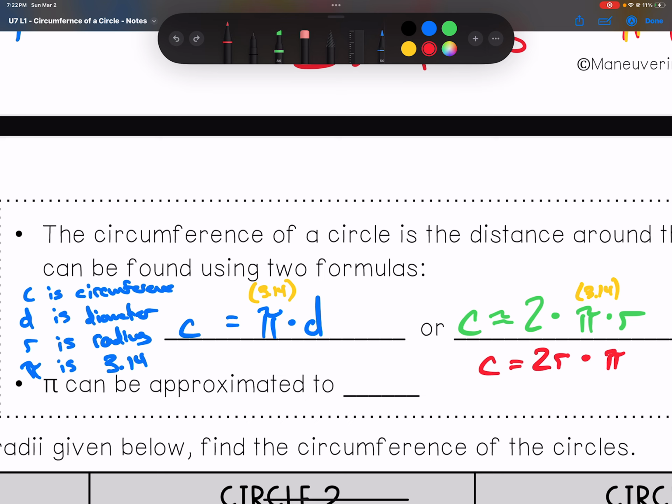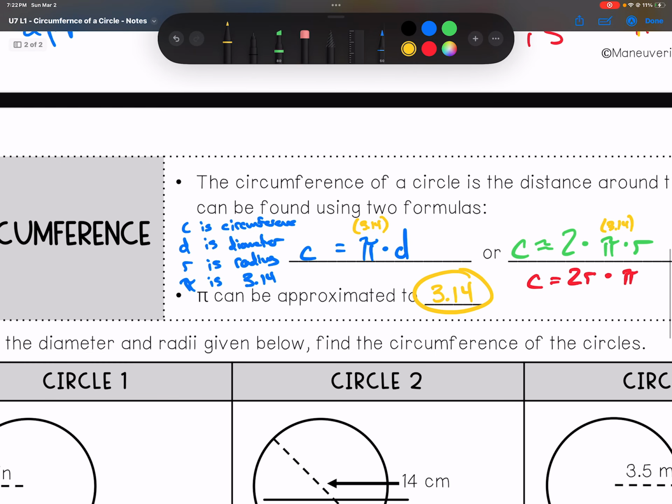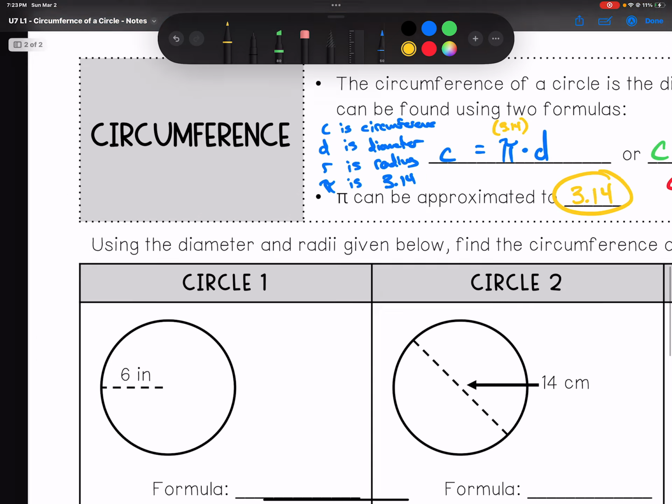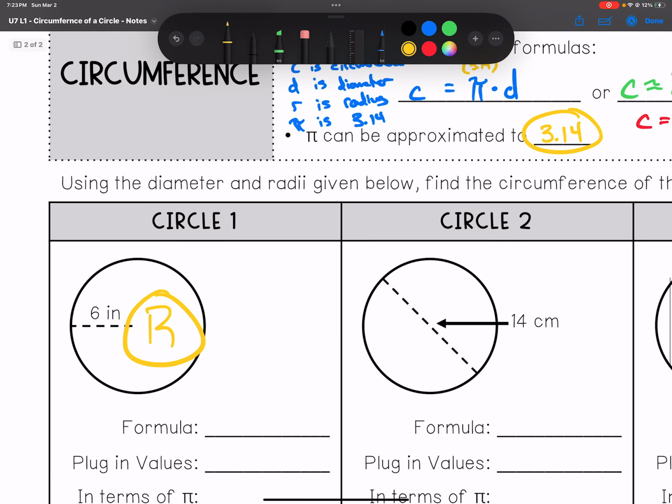Pi can be approximated to, as we said a second ago, 3.14. You're going to be amazed at how simple this is. Now, in this particular instance, they give us the radius. How do I know they gave us the radius? Because that's half. Okay, you see that. It's not the full. When they give you the full one like this, that is the diameter. So in this case, they gave us the radius, so we're going to use the radius one.